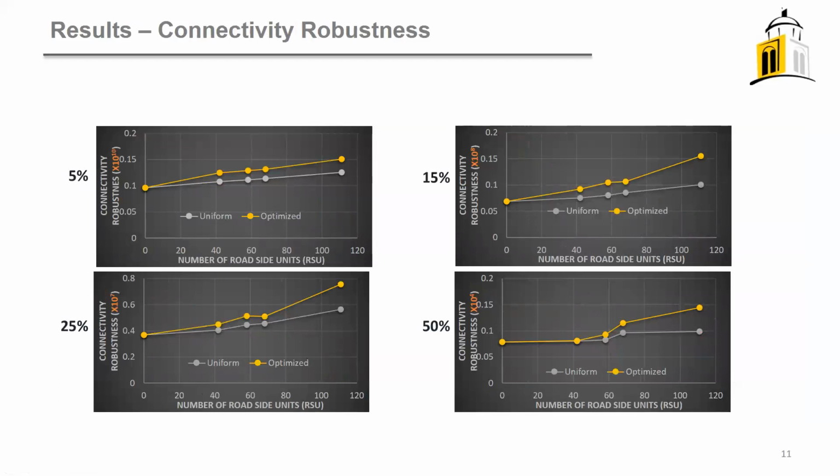So a higher connectivity robustness, is that better or lower? Higher is better. Okay. This might be confusing. The scale of the vertical axes here are different. The first one, the 5%, is 10 to the power 10, and the 15 is 10 to the power 8. The 25 is 10 to the power 7, and the 50 is 10 to the power 4. So the 50 is still higher than the 25, the 25 is higher than the 15, and the 15 is higher than the 5. If that's what you mean.